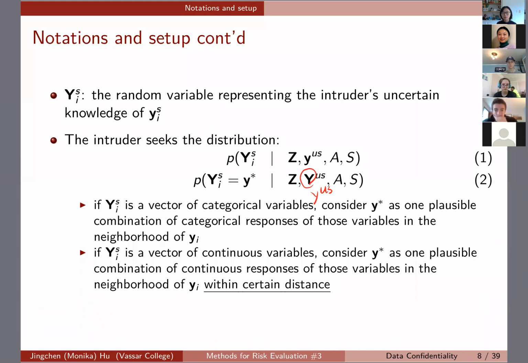Okay, we wrote down here when y is a vector of categorical variables or when y is a vector of continuous variables, what you can do. And to some degree, it could be very similar to what we were thinking back then about the identification risk, right? Like whether it's exactly the same as in the categorical cases or within a certain distance in the continuous cases. So here, the goal is that we're trying to find the distribution of P(Y_IS equals a particular guess, y star), the random guess, given what we know from the release data, given what we know about the unsynthesized variables or data, and any other information contained in A and S. Okay, so this is the basic setup of what we're trying to do.